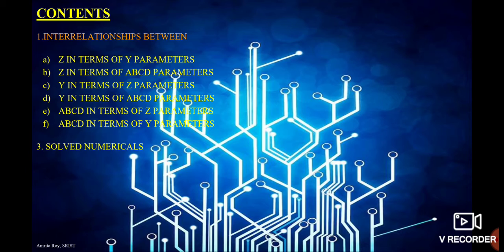What we are going to study today is the interrelationships between Z in terms of Y and ABCD parameters, Y in terms of Z and ABCD parameters, and ABCD in terms of Z and Y parameters. And then lastly, we are going to see some solved numericals.